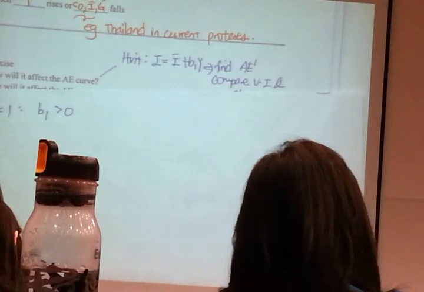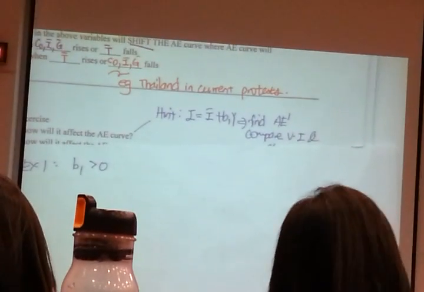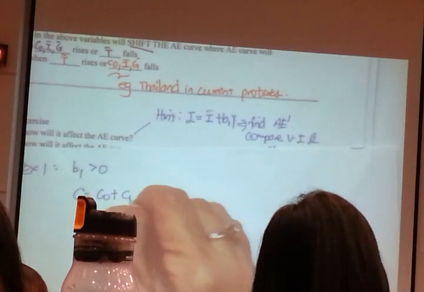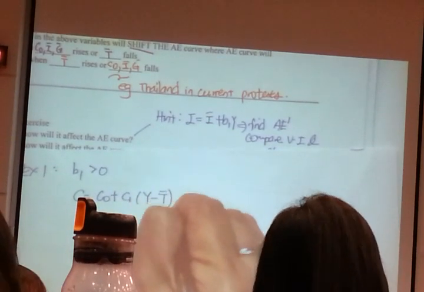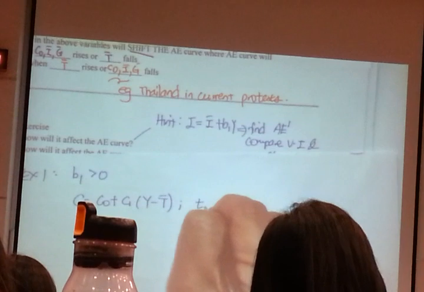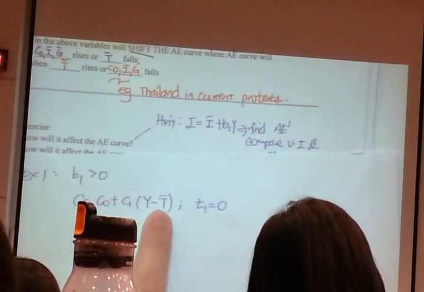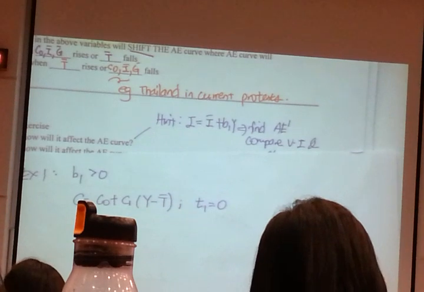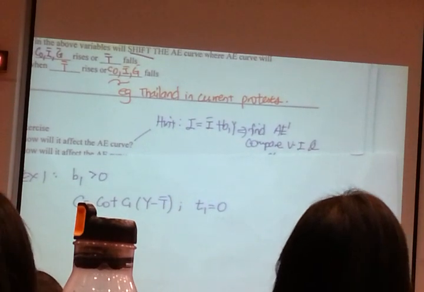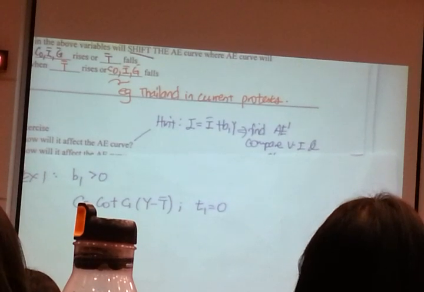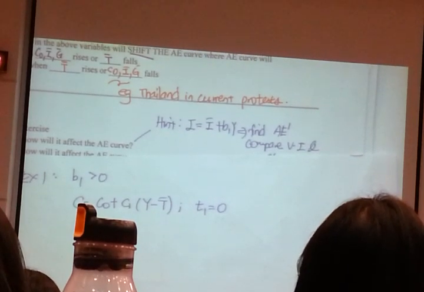I will still write out all the functions. I know my consumption function, C0 plus C1 (Y minus T bar). It means I assume T1 is 0. Now, if your T bar is 0, it's fine, as long as you state so. But remember, you can never assume C1 is 0. If C1 is 0, you have nothing to say already.